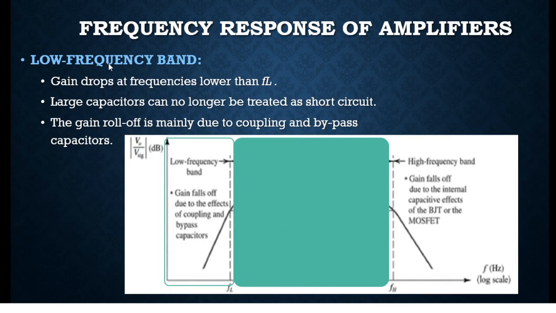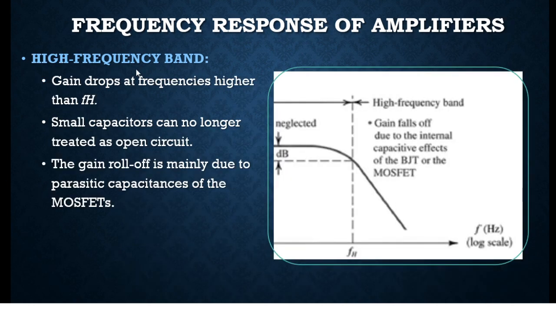Next, we are moving on to the low frequency band region. So this is going to be the region. The gain drops at frequencies lower than this FL. Large capacitors can no longer be treated as short circuits, and the gain roll off is mainly due to the coupling and bypass capacitors. That is, the gain falls off due to the effects of these coupling and bypass capacitors in the low frequency band region.